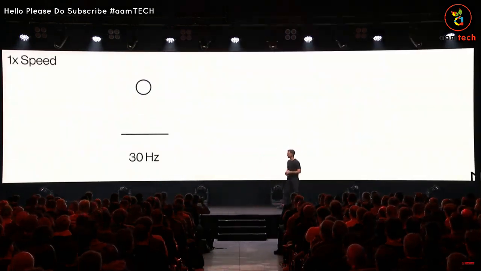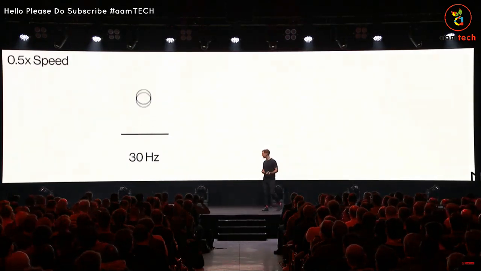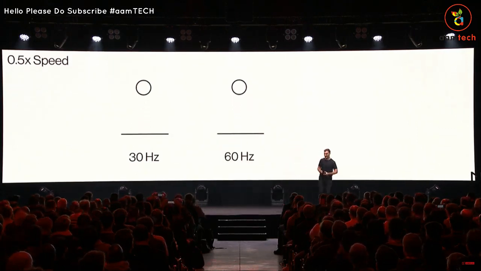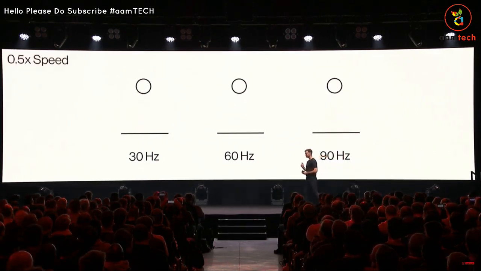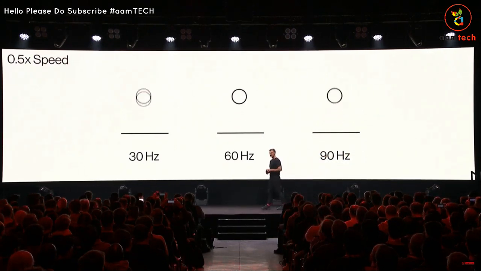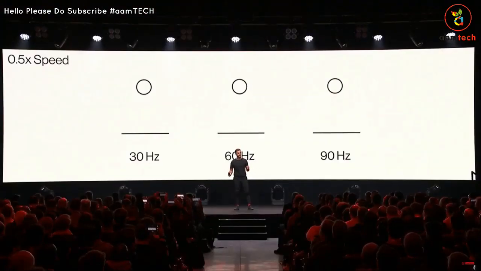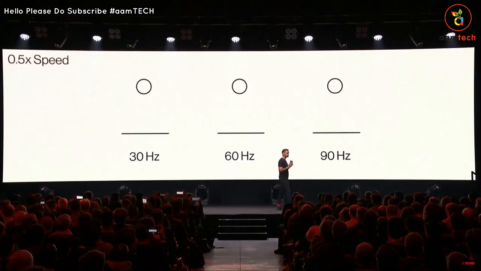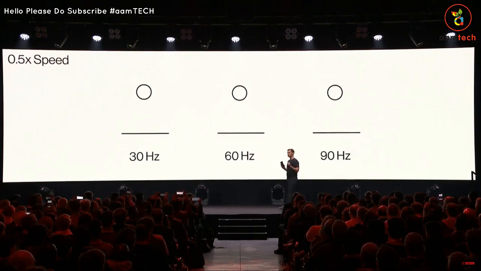So first, with 30 Hertz, see the movement of the ball is quite broken, right? Then 60 Hertz. OK, it gets better. And then 90 Hertz. Boom. Look how super smooth it is. So basically, in a nutshell, this ultra-high refresh rate integrated across the whole software experience makes every swipe, tap, movement of the screen super smooth. It basically changes the way you interact with your smartphone as it becomes seamlessly responsive.